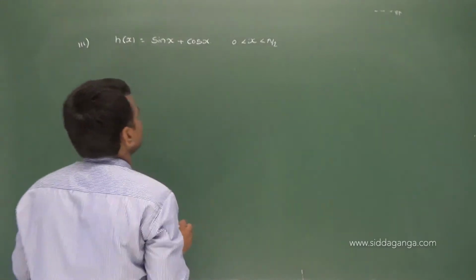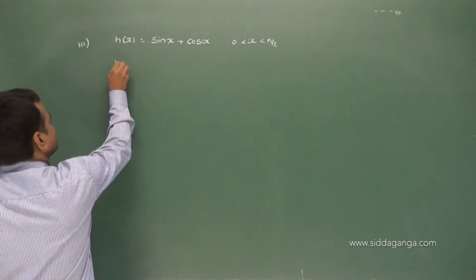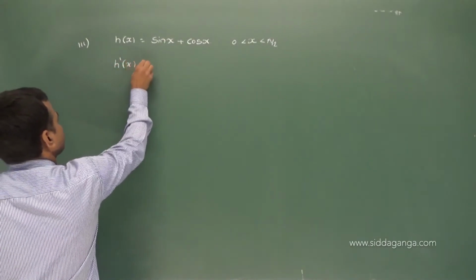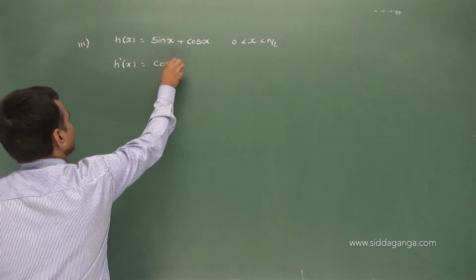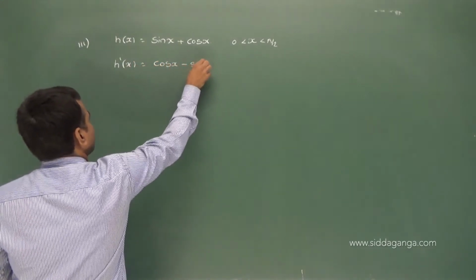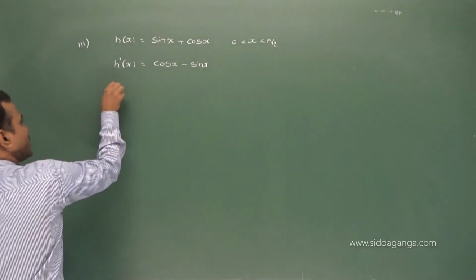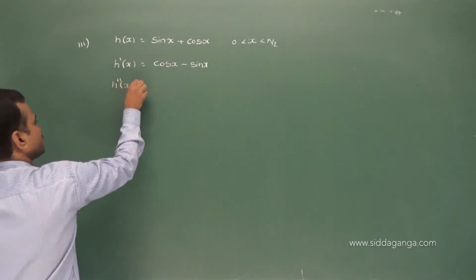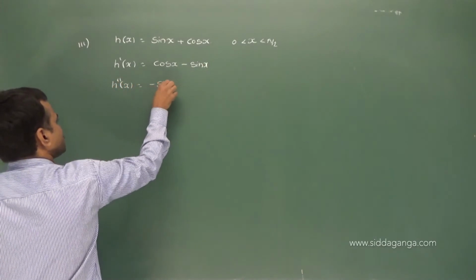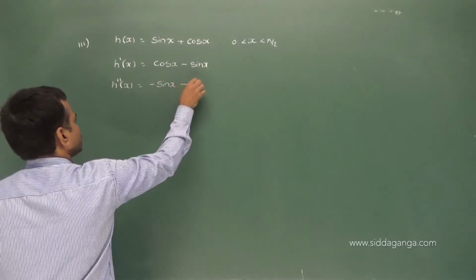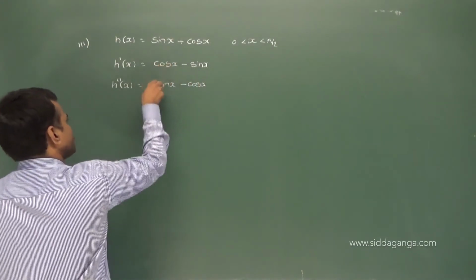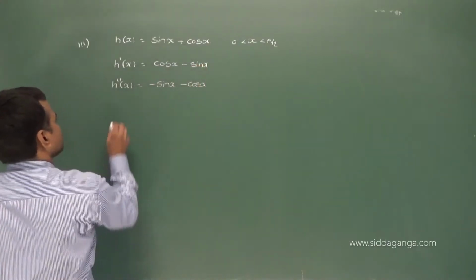Same procedure. What we do? H dash of x is cos x minus sin x. H double dash of x is minus sin x minus cos x. Derivative of cos x is minus sin x. Derivative of sin x is cos x.